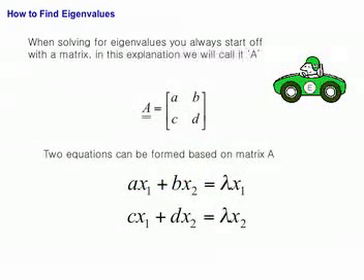How to find eigenvalues. When solving for eigenvalues, you can always start off with a matrix. In this explanation, we will call it matrix A. Two equations can be formed based on matrix A, using the coefficients from the matrix and relating them to variables x1, x2, and lambda. Lambda will ultimately be used to help us solve for eigenvalues.